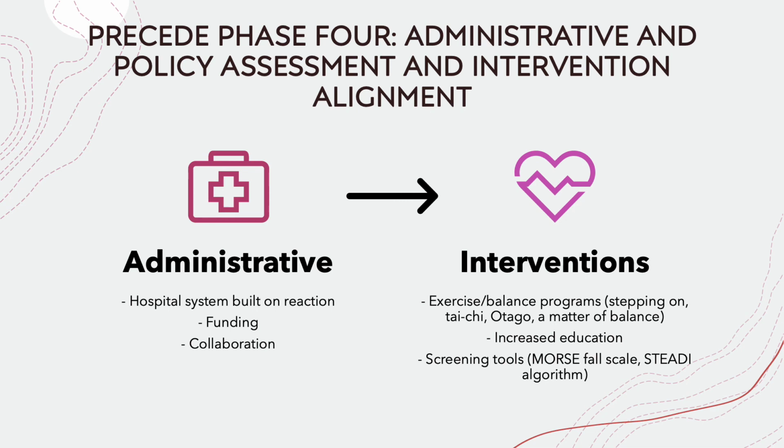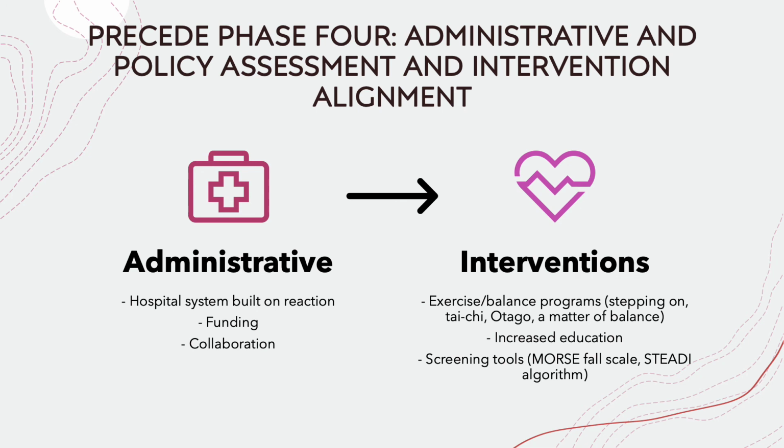If these administrative things can be figured out, that can then lead to implementing the actual interventions for reducing fall risks. So like I just mentioned with the balance programs, you have the exercise programs, called Stepping On, Tai Chi, Otago, and A Matter of Balance. And like I said, those statistics do speak for themselves in helping reduce falls. Increased education is also really, really important. So when someone comes in, either inpatient or outpatient, we do need to educate them along with implementing other things with the education.